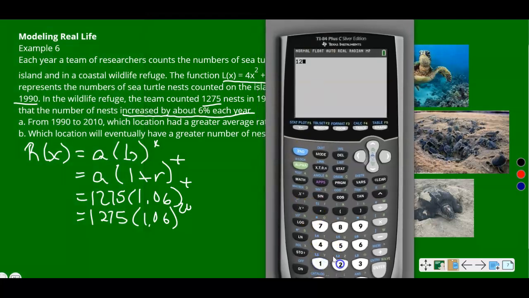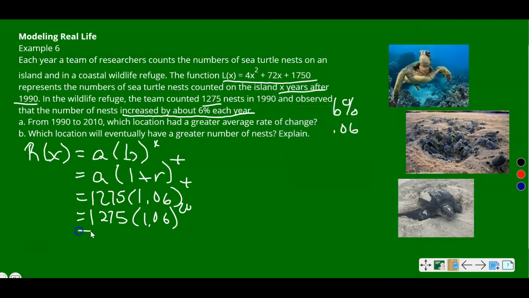All right, so I've got 1,275 times 1.06 raised to the 20th power, because we're looking at year 20. And if we do that, we get approximately 4,089. We know the original year there was 1,275, so we can use our starting point and year 20 for that. We need to do the same thing for L of x.